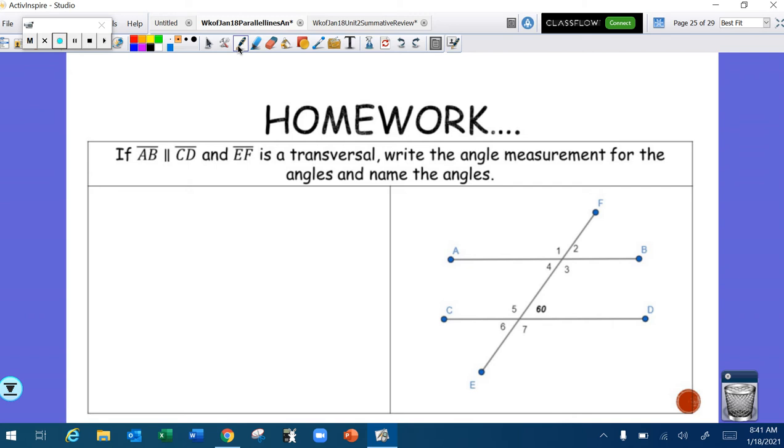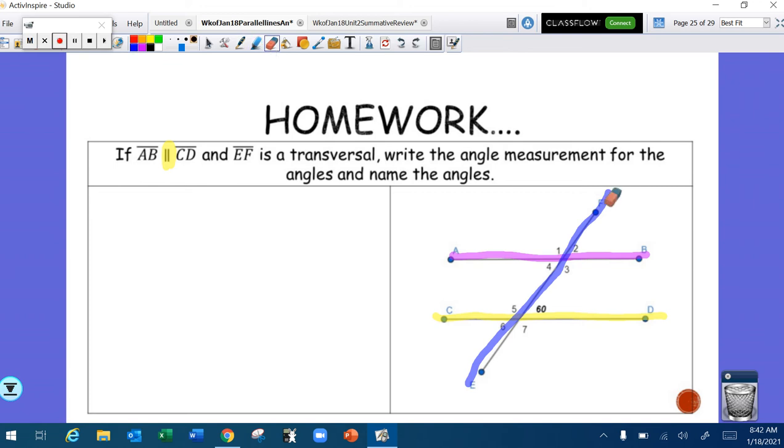So this problem says if segment AB, which is this segment in purple, is parallel, that's the symbol for parallel, to segment CD, that's this right here, and segment EF, I'm going to highlight that in blue, this is EF, is a transversal. That means this line cuts these two parallel lines and makes 1, 2, 3, 4, 5, 6, 7, 8 angles. Write the angle measurement for the angles and name the angles.